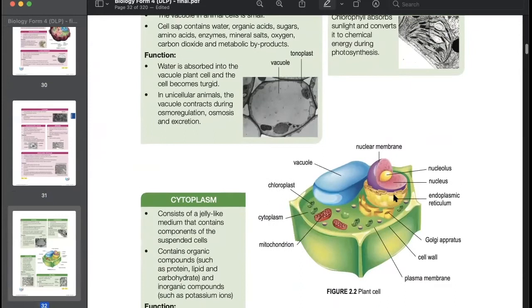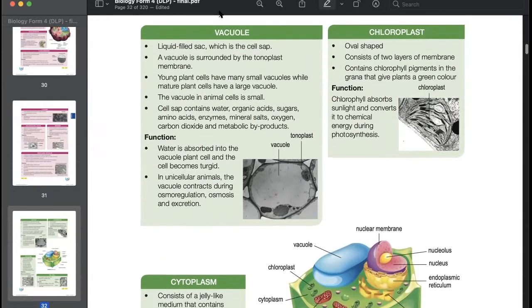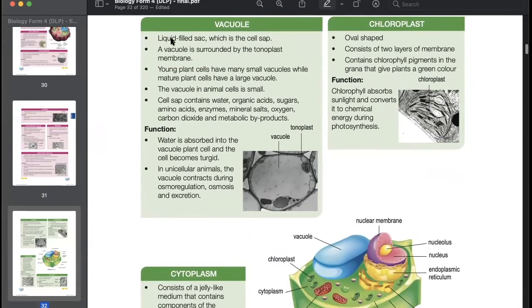Okay, let's go to the plant cell. So this is how plant cell looks like. They have vacuole and so on. Okay, we go one by one. So vacuole, awak tengok dia cakap apa? Is a liquid filled sac which is cell sap. So maksudnya this is vacuole. Inside vacuole ada liquid filled. Nama dia adalah cell sap. So anything that you can find in the vacuole is called cell sap.